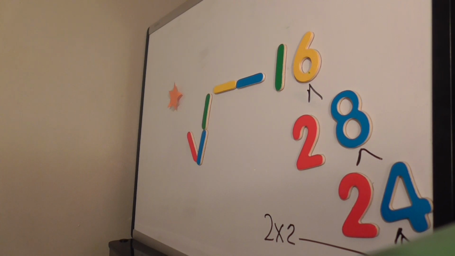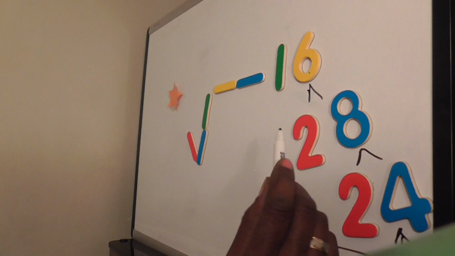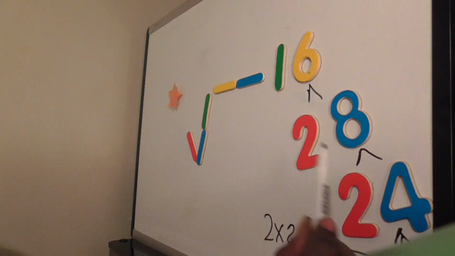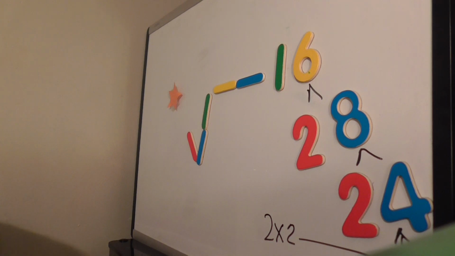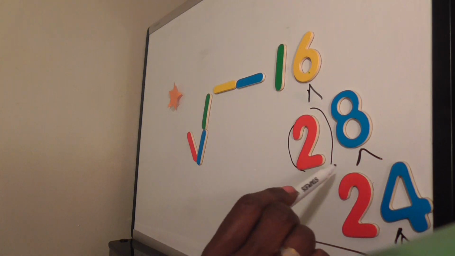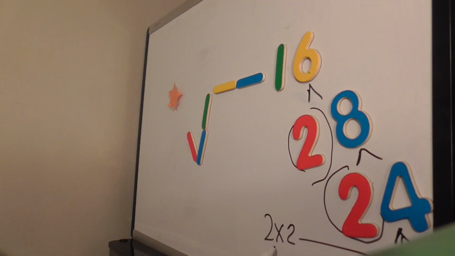If we did not know what the square root of 16 is, we can use the tree factor. 16. 2 times 8 equals 16. 2 times 4 equals 8. And 2 times 2 equals 4. What we're going to do is gather our 2's. 1, 2, 3. We have 4 2's. Right? 2 times 8, 2 times 4, and 2 times 2.